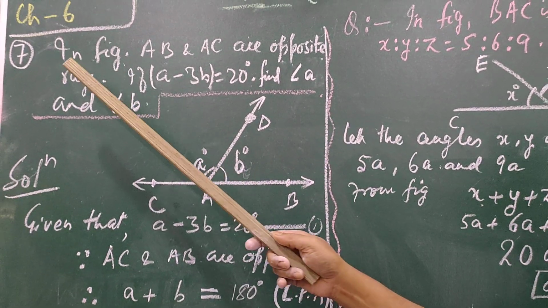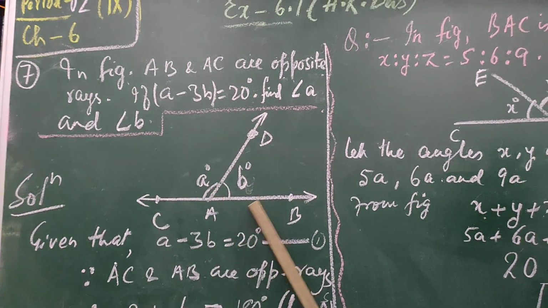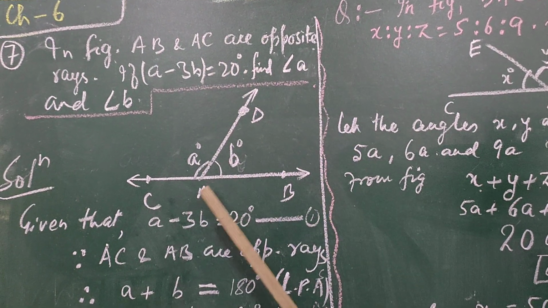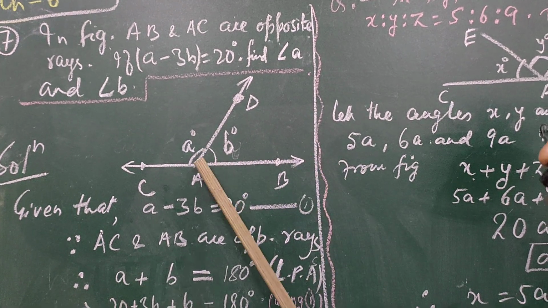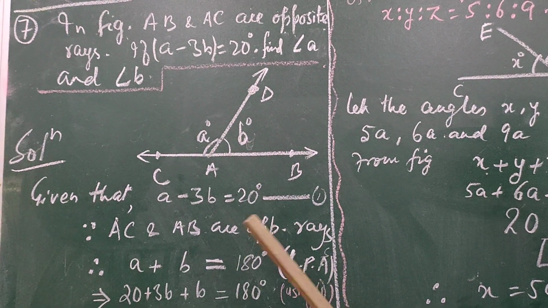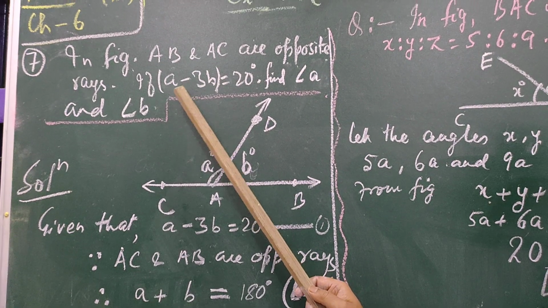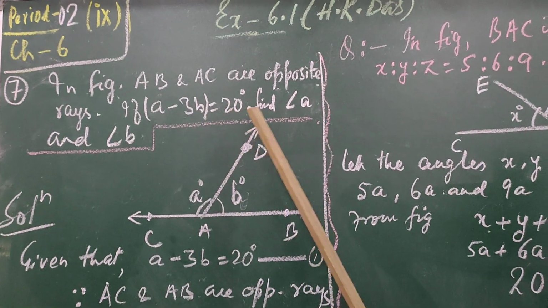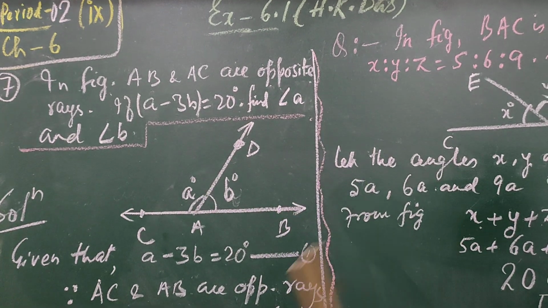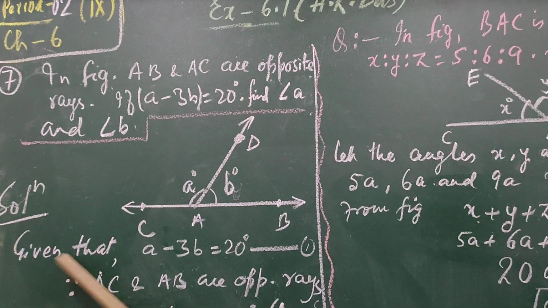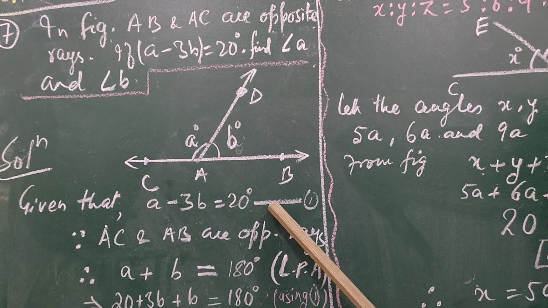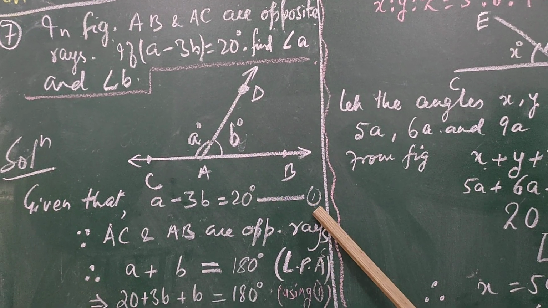Now here is question number 7. In the figure, AB and AC are two opposite rays. It is also given that angle A minus thrice of angle B equals 20 degrees. So find A and B. Given that A minus 3B equals 20 degrees, we have considered this as equation 1.